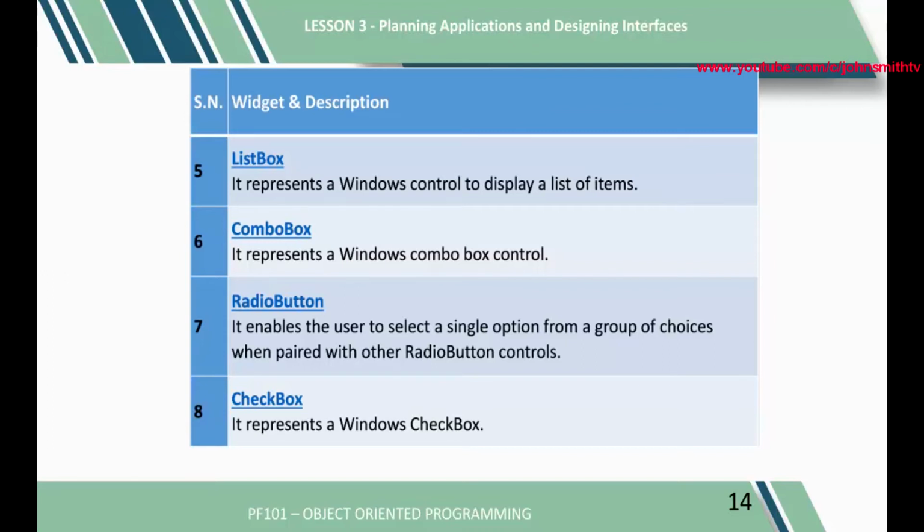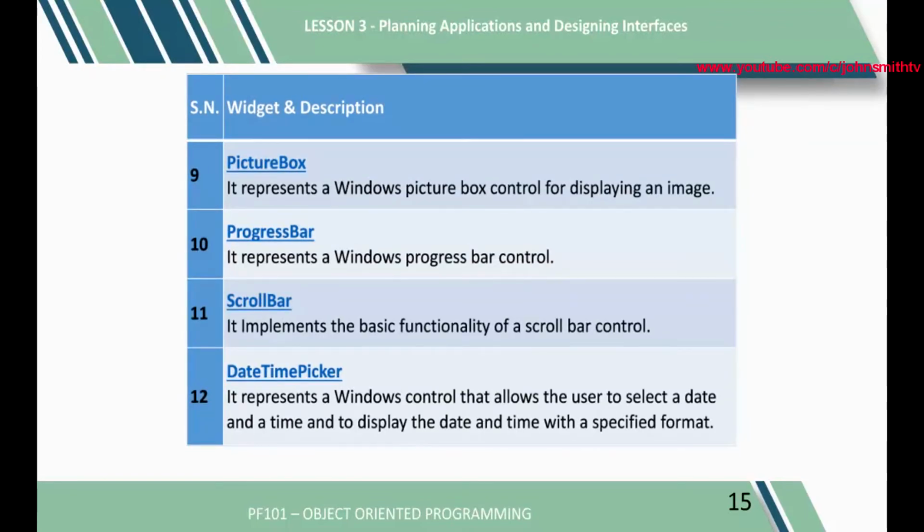Combo box, it represents a Windows combo box control. Radio button, it enables the user to select a single option from a group of choices when paired with other radio button controls. Checkbox, it represents a Windows checkbox. Picture box, it represents a Windows picture box control for displaying an image. Progress bar, it represents a Windows progress bar control. Scroll bar, it implements the basic functionality of a scroll bar control.